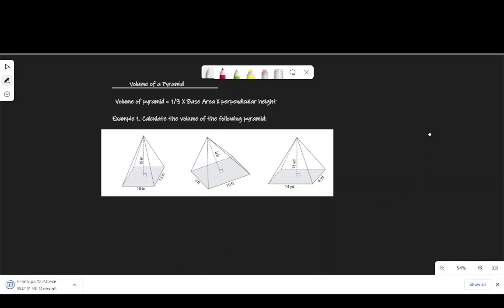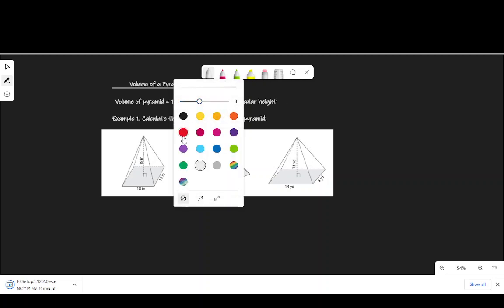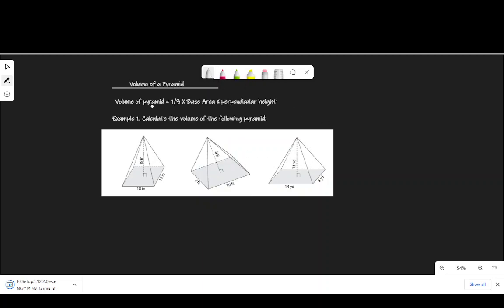Hello, my learned colleagues. In this video, we'll be looking at the volume of a pyramid. To find the volume of any type of pyramid, we need to calculate the area of the base and multiply it by the perpendicular height of the pyramid. That is, 1/3 of the area of the base multiplied by the perpendicular height will give us the volume of a pyramid. The formula is right here: 1/3 multiplied by base area times the perpendicular height.